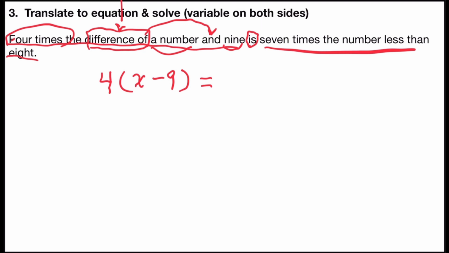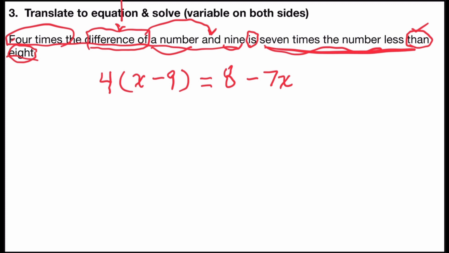And here I see one of those key words, than. So 7 times the number will be written first in words, but second in symbols. So that's going to be minus 7x, 7 times the number. And the word 8 is written second, but it will be written first in symbols because the words than and from are the only 2 directional words. Otherwise, what you see is what you get, and the order it's written is the order that you write it in symbols. So now I have my equation.